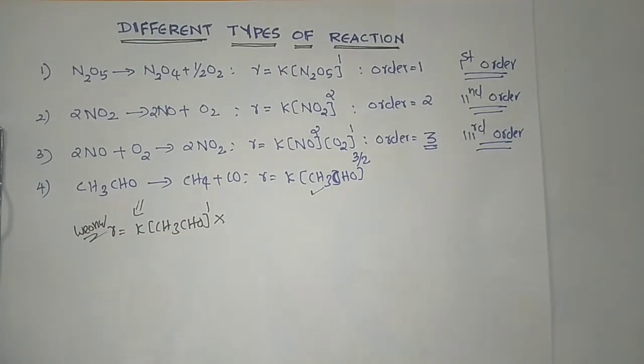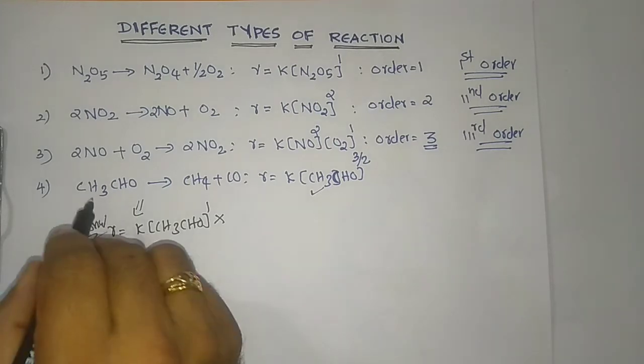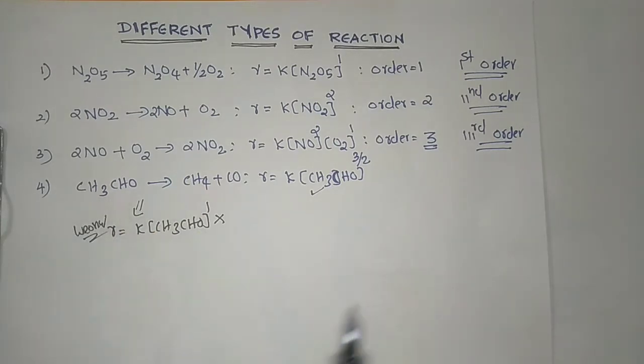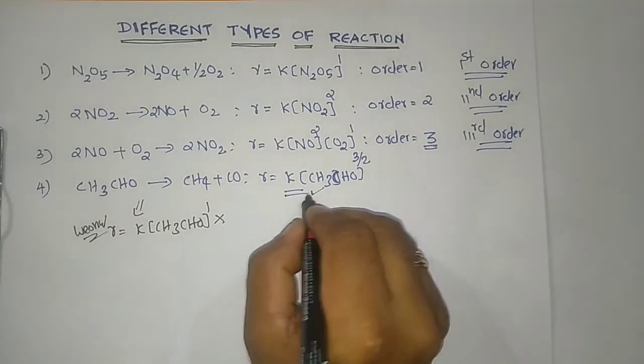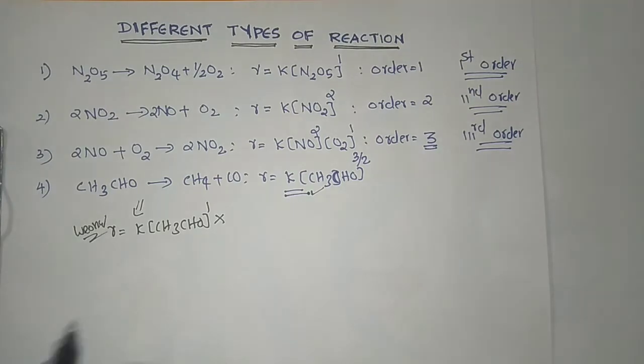What is the point we conclude here? Order cannot be predicted by using a chemical equation, but it is determined by using the rate law expression. That means it is an experimental concept. Okay, it is an experimental concept.